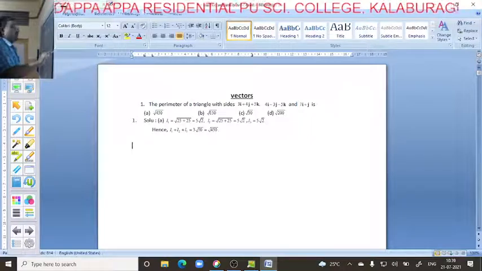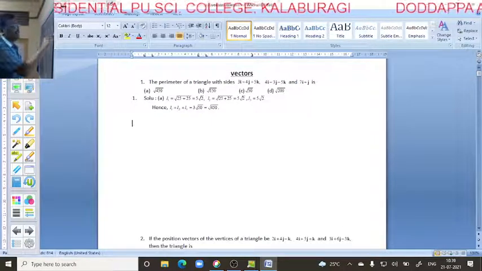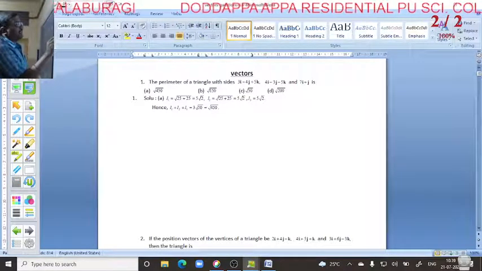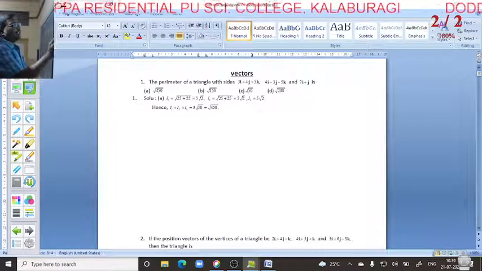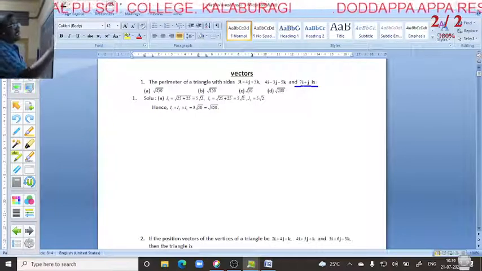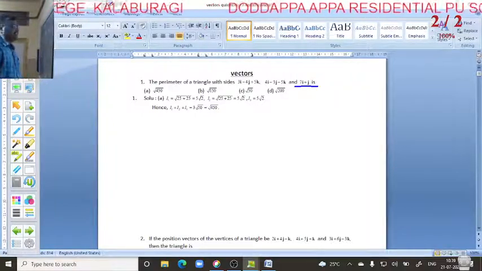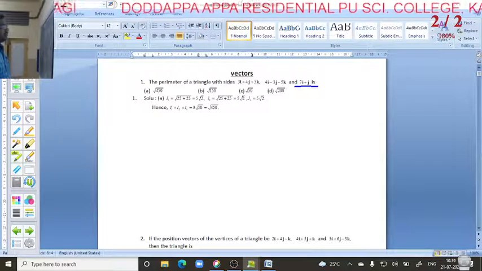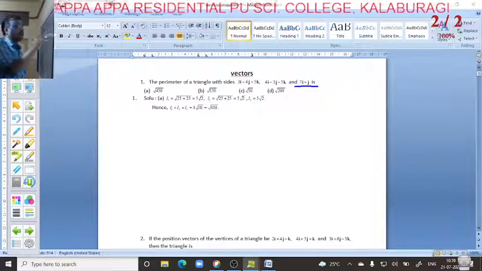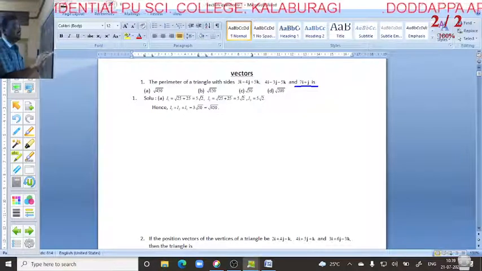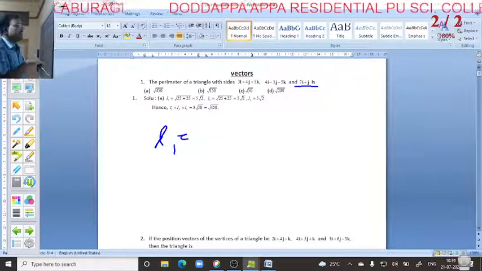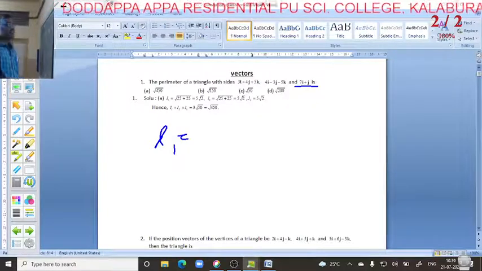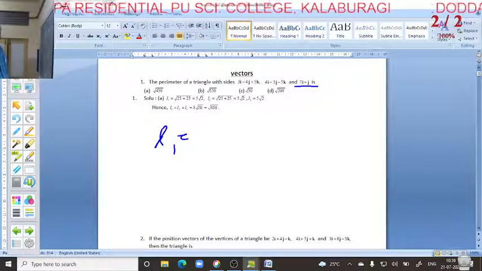So see here, first one, what is the given? The perimeter of a triangle with sides 3i plus 4j plus 5k, 4i minus 3j plus minus 5k, and 7i plus j is. How can you find out these two values? Perimeter of a triangle, that is L1 is equal to, what is the given here, root of 25 plus 25, that is L1 side.